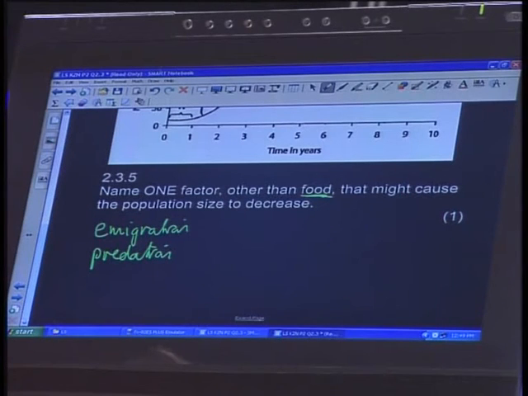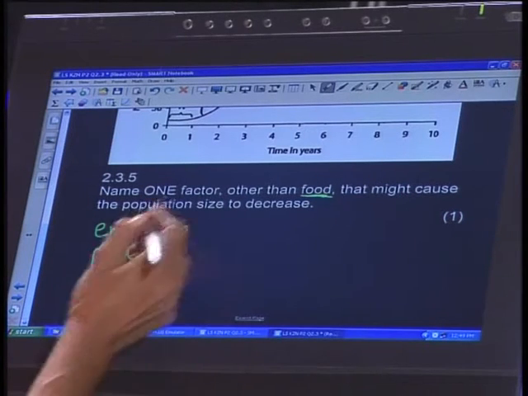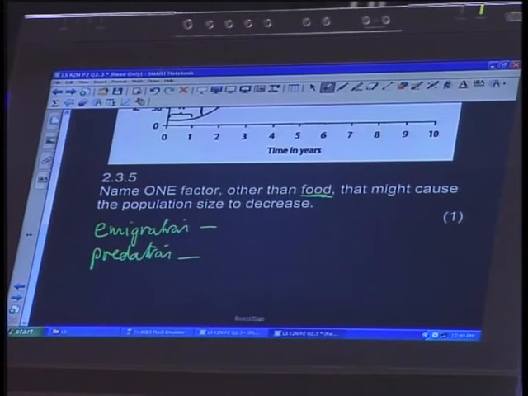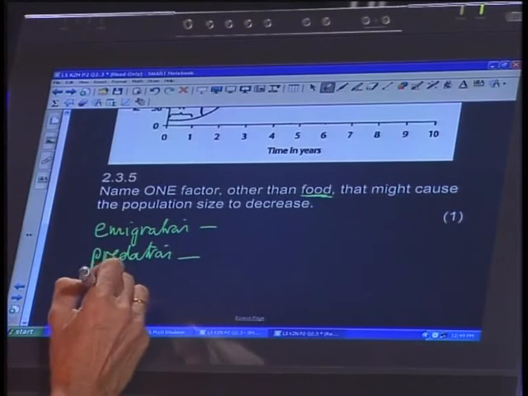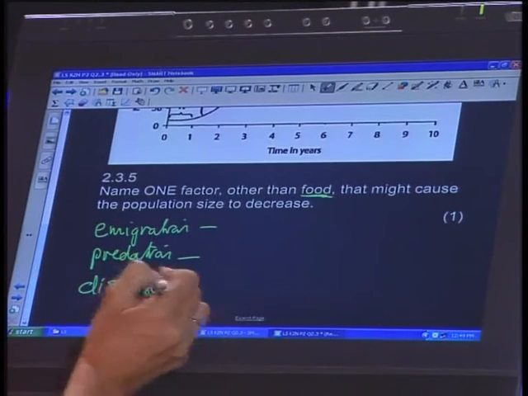Food, shelter, water, space. I think those are the two biggies, is emigration or predation. You've also got disease, because the more organisms you have that are living near each other, if one gets sick, that disease spreads very quickly. Think about when you have flu and you go home. It's what we call a density-dependent factor.